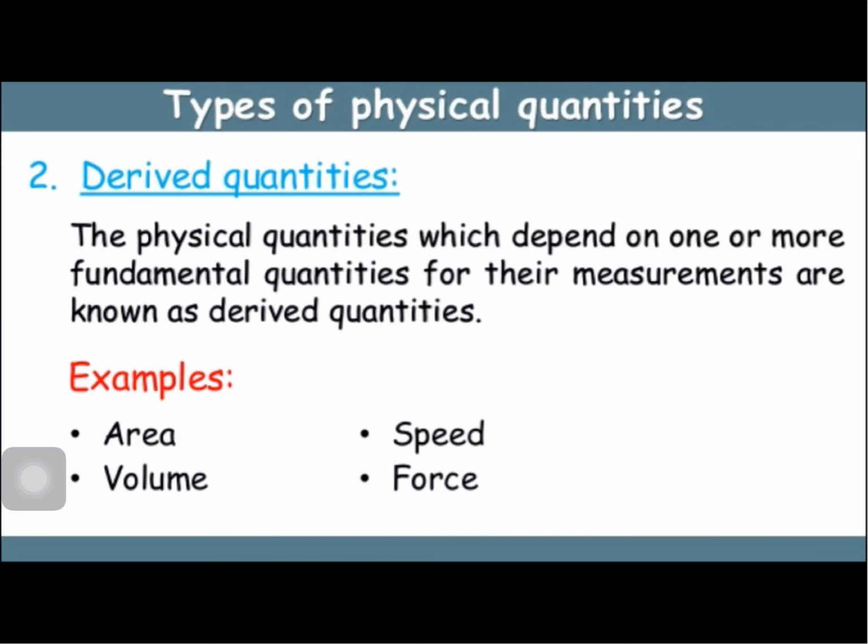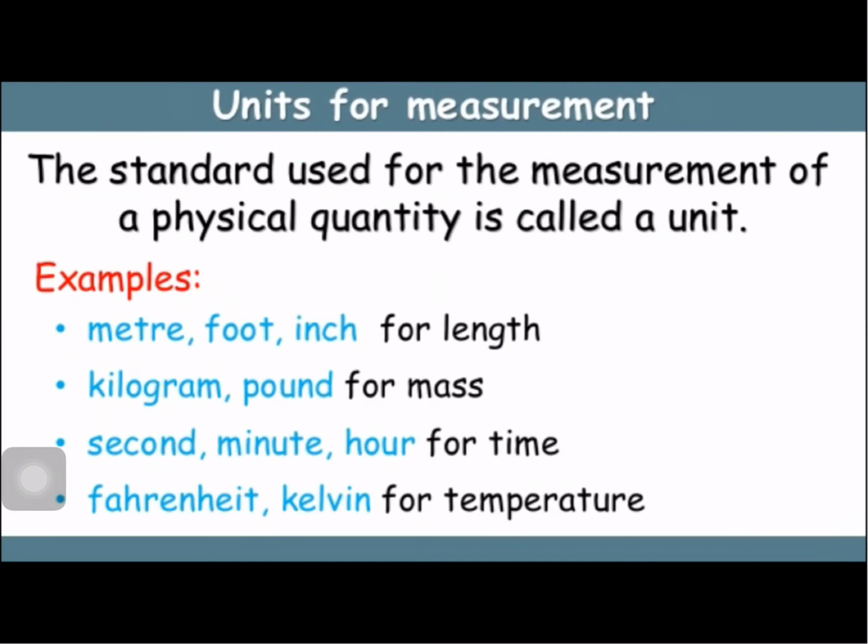Why do I say a derived quantity depends on fundamental quantities? For example, area means length into breadth. Length is a fundamental quantity, breadth is also a fundamental quantity. So based on the fundamental quantities, we derive the next quantity, that is called a derived quantity. Then unit for measurement. The standard used for measurement of a physical quantity is called a unit. For example, metre, foot, inch for length, kilogram, pound for mass, second, minute, hour for time. So this is the way units are used.